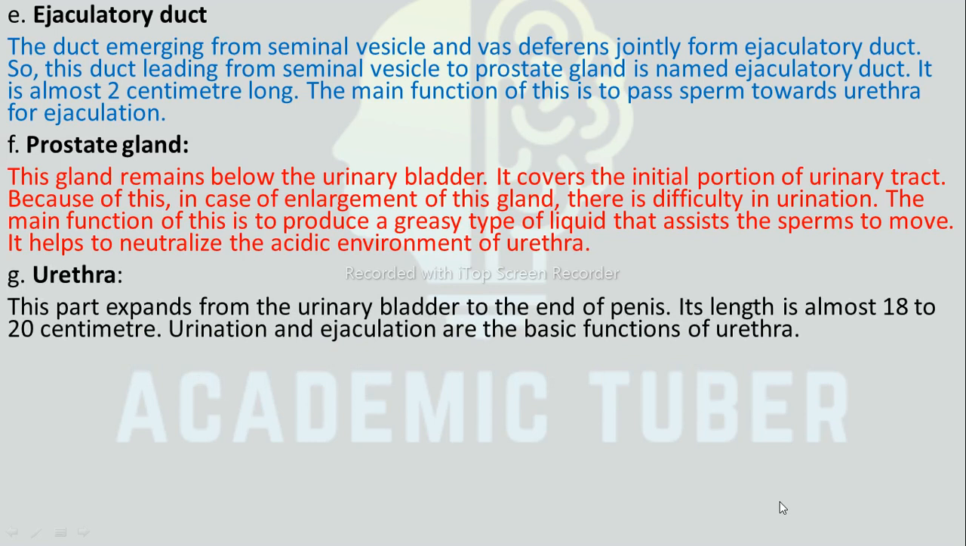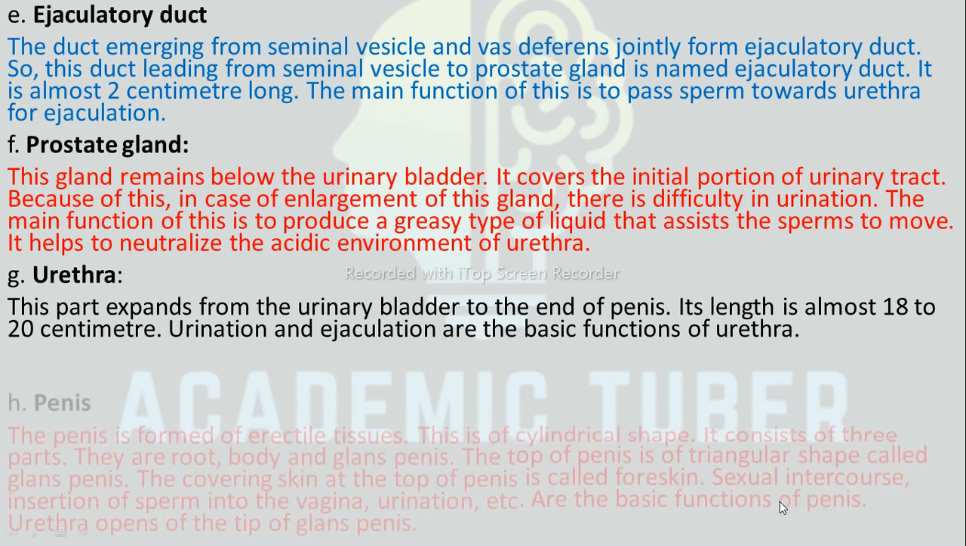Urethra. This part extends from the urinary bladder to the end of the penis. Its length is almost 18 to 20 centimeters. Urination and ejaculation are the basic functions of the urethra.